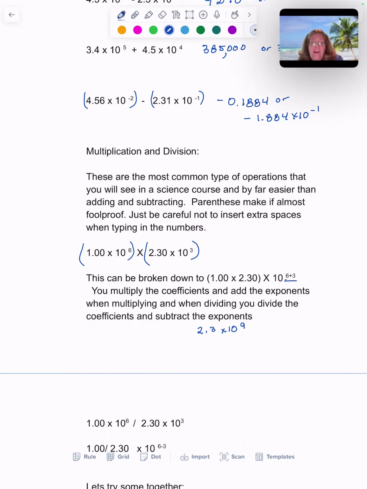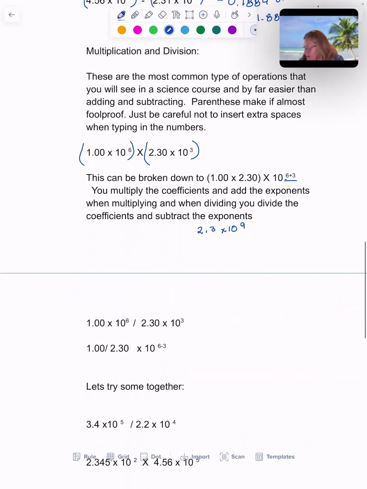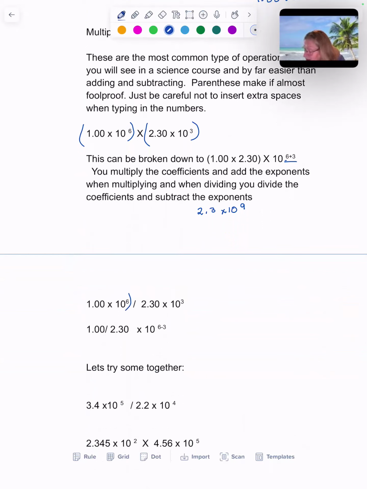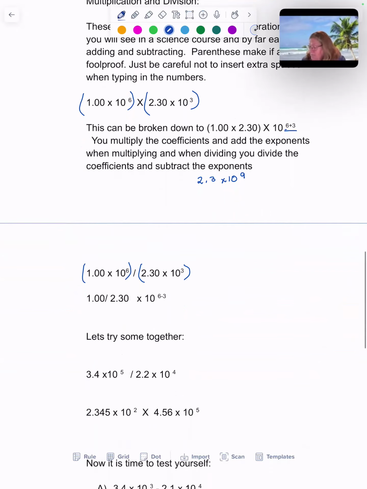Or we can plug it in our calculator. For dividing, we're going to subtract the exponents. So a 10 to the 6 minus a 10 to the 3, a 6 minus 3 is going to be a 3 exponent. And especially if you're doing multiple choice, you don't even have to touch your calculator usually. You can just basically figure it out. So we're going to have 1.00 times 10 to the sixth divided by 2.30 times 10 to the third.